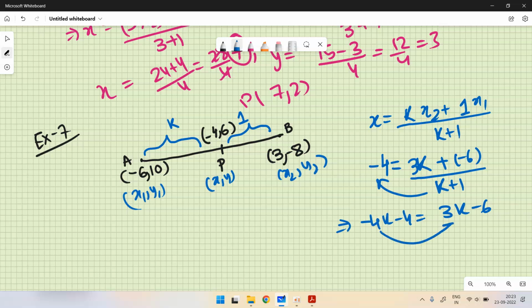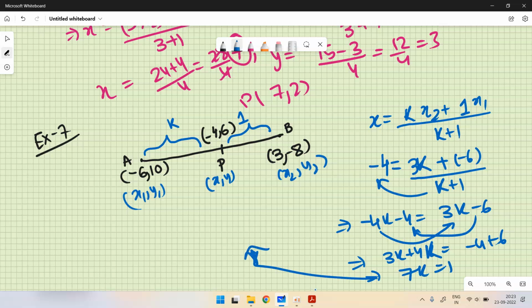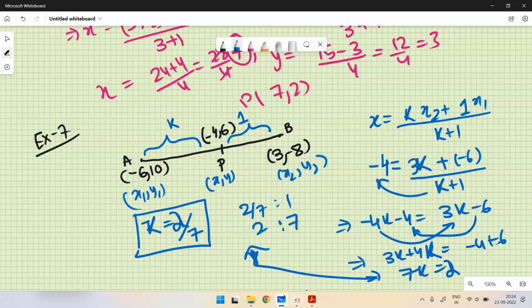Now if I take 4k to be here and 6 to be here, it implies that 3k plus 4k equals minus 4 plus 6, which implies that 7k equals 2. Sorry, this is 2, so k equals 2 by 7. So this is divided in the ratio 2 by 7 is to 1, or you can even say that this is divided in the ratio 2 is to 7.